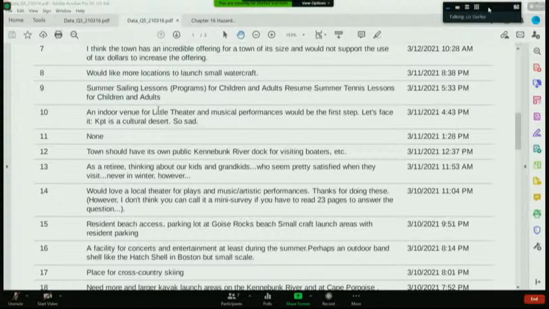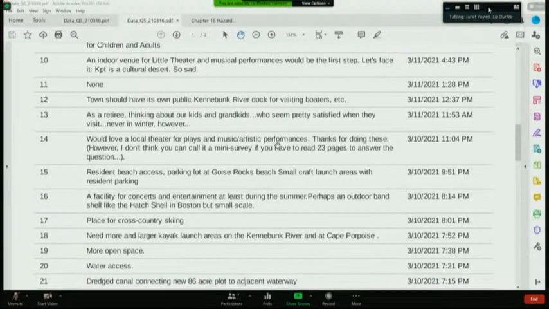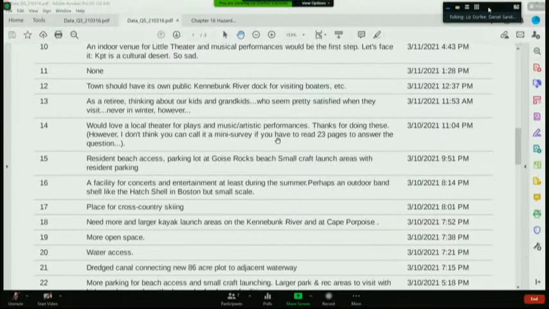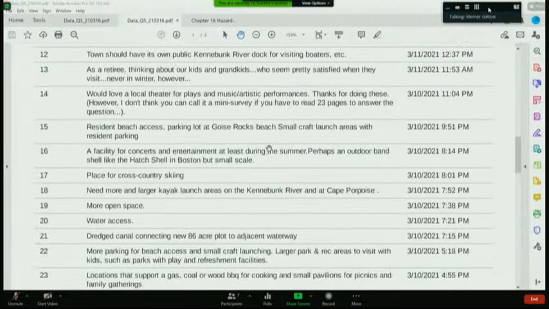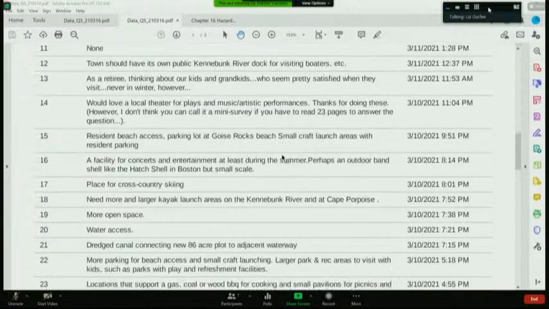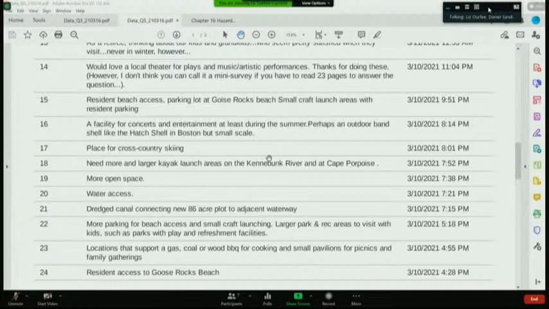Thanks for doing these. I don't think you can call it a mini survey if you have to read 23 pages to answer the question. That's a fair point. How is it 23 pages? I think maybe they actually went, so we included a link on the top to go to the right chapter. Oh, there you go. If they wanted to know about what cultural and rec resources were. And so maybe we got someone to go to the right chapter.